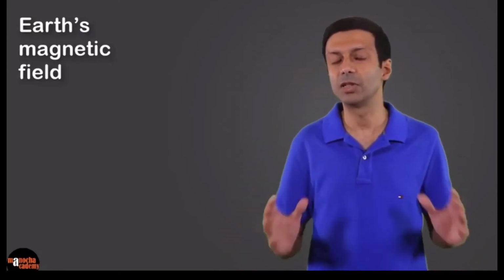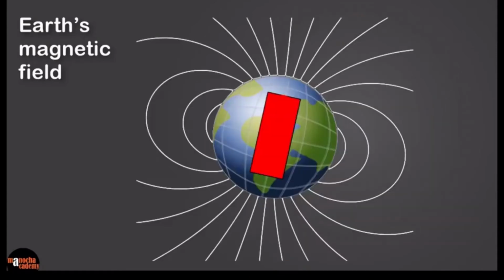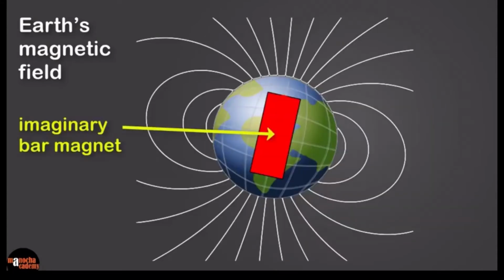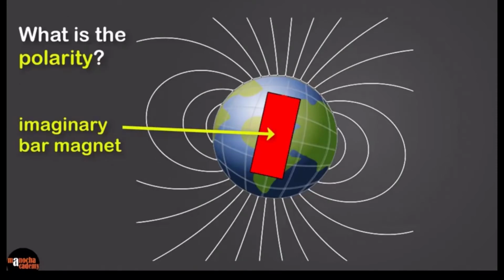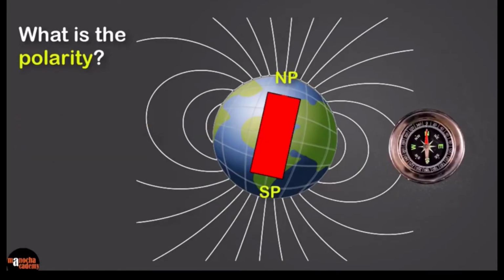The shape of the Earth's magnetic field resembles that of an imaginary bar magnet that is buried in the center of the Earth. Do you know what is the polarity of this imaginary bar magnet in the Earth? We know that the north pole of the magnetic compass points towards the geographical north. So what pole of the Earth's magnet is in the geographical north? That's right, it's the south pole, because unlike poles attract each other.